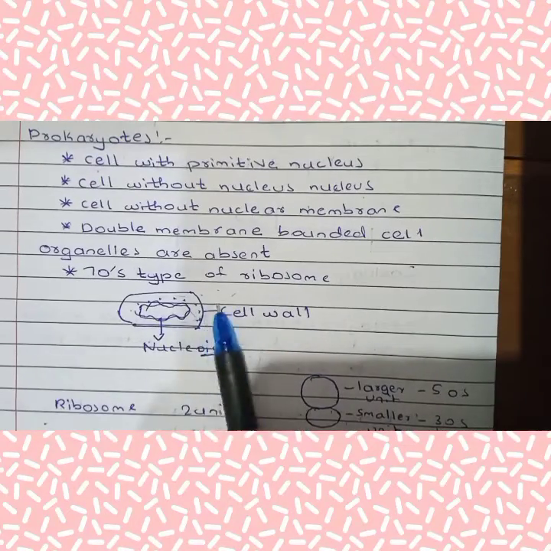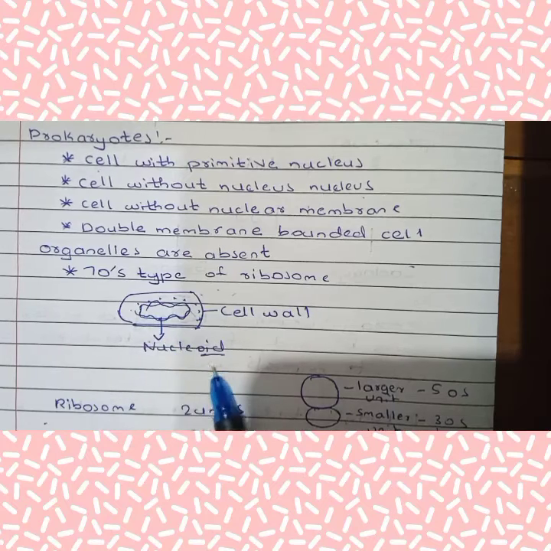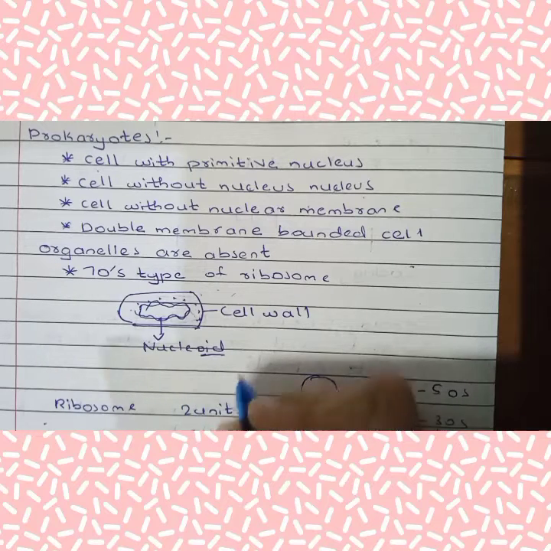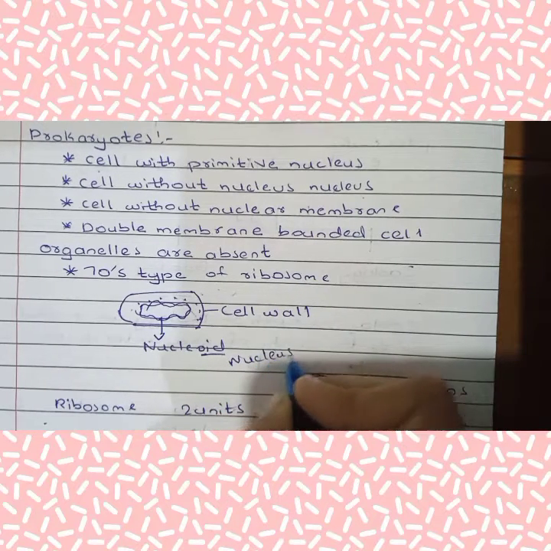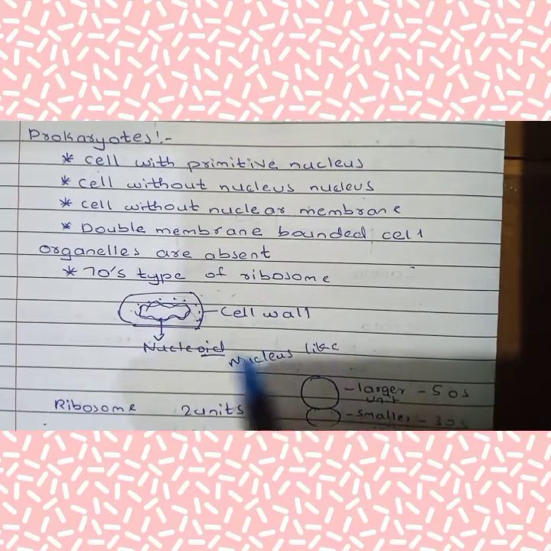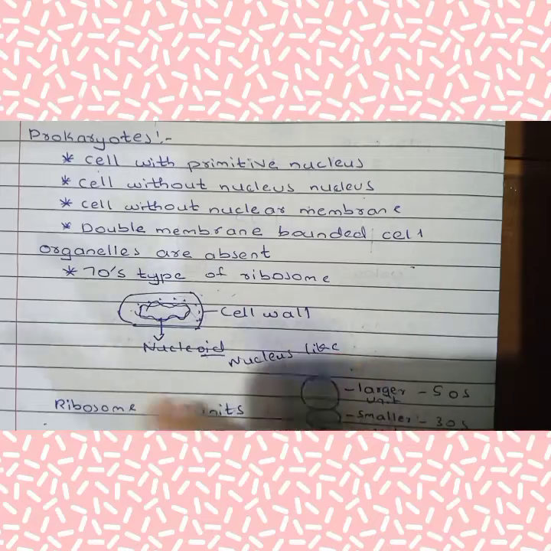The prokaryotes have a nucleoid. What is the meaning of oid? You will study this in further biology. It means nucleus-like, something like a nucleus. They also have a cell wall.